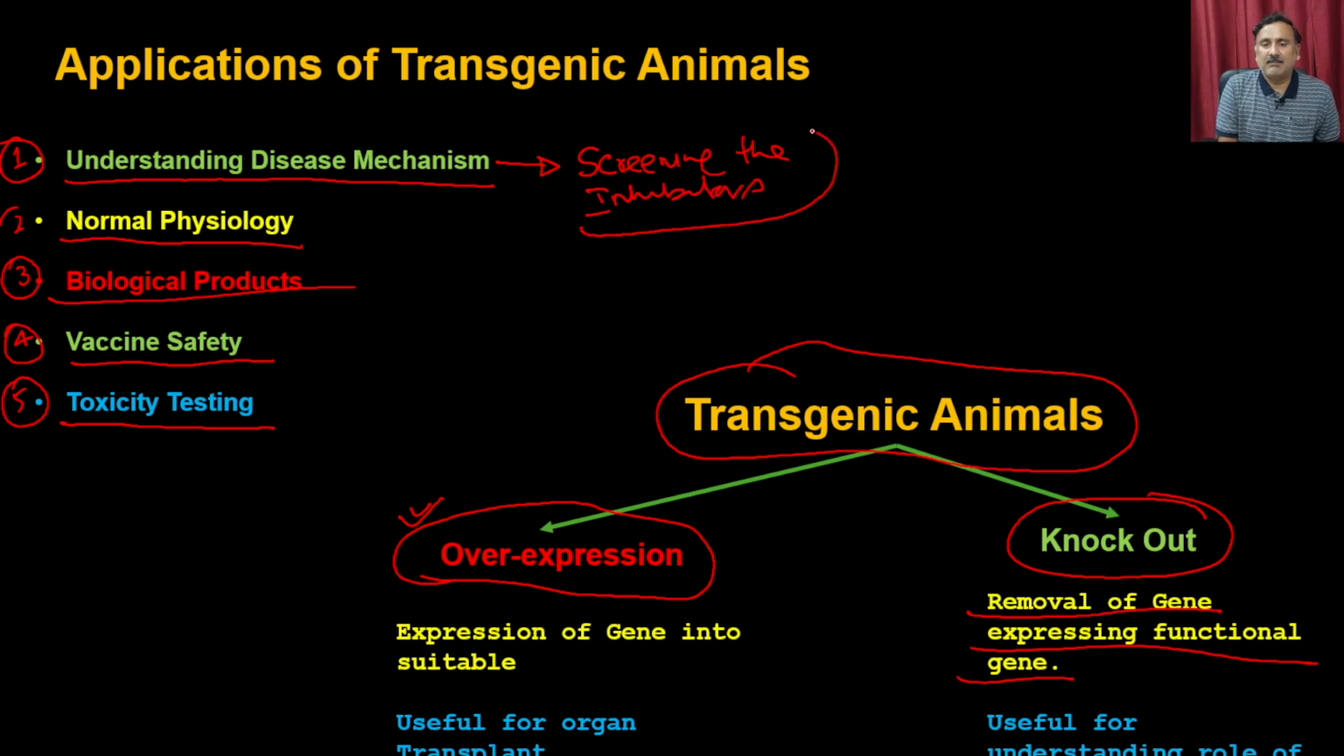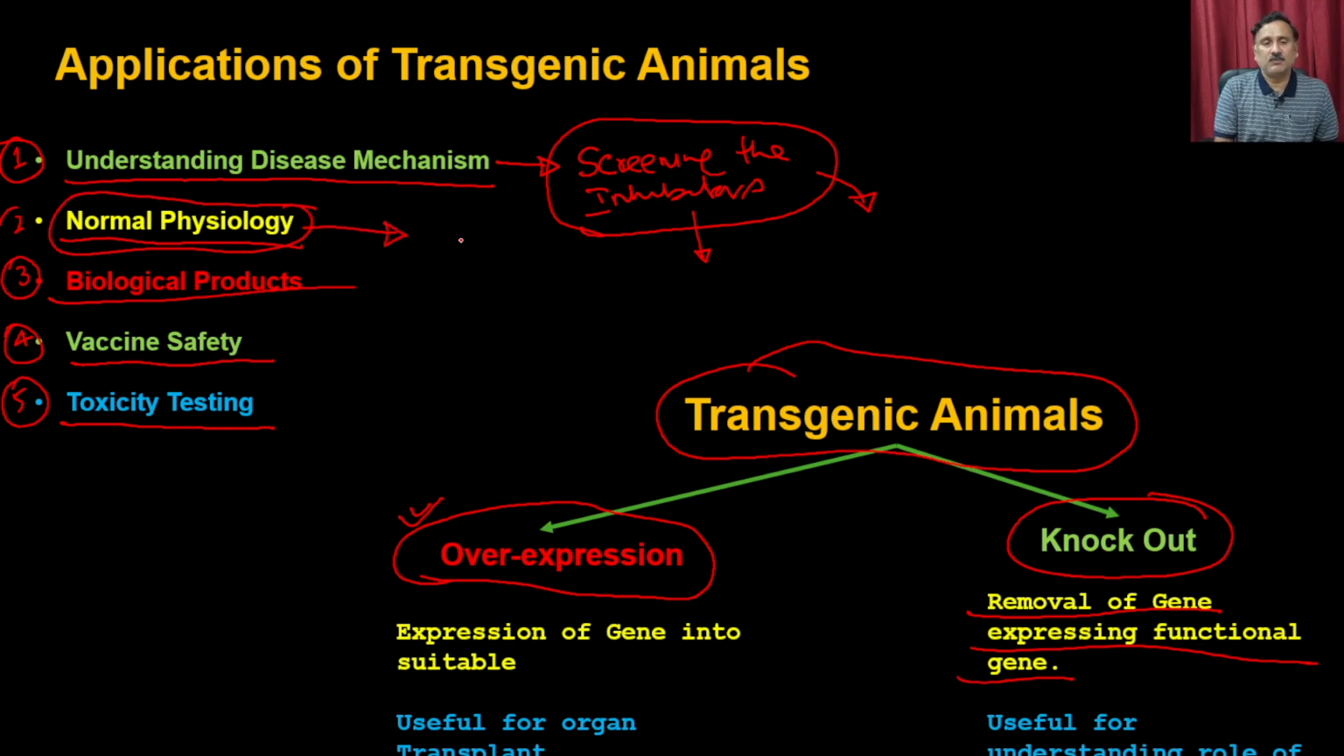There are many examples, for instance proteins that are very good for the Alzheimer model or atherosclerosis model, and you can use that for screening different types of inhibitors to see whether that particular inhibitor can be used for that particular disease. Similarly, you can use these for normal physiology.